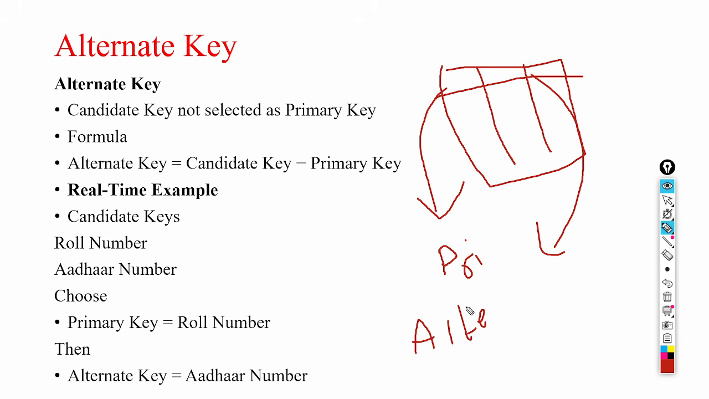The only difference is that they were not chosen as the primary key. A candidate key not selected as the primary key is an alternate key: alternate key equals candidate key minus primary key. This is the formula. What is the real-time example? We already discussed two attributes, roll number and Aadhaar number. If you take roll number as the primary key, selected from the candidate keys, then the Aadhaar number is the alternate key.